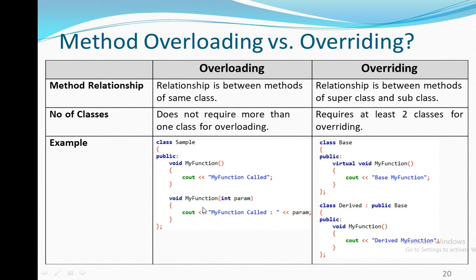These are some sample codes. Here we are using void myFunction and void myFunction. Here there is an integer parameter, so the signature is different. Here there is virtual void myFunction and void myFunction. These two functions are the same and their signature is the same. Let's check the execution of these.